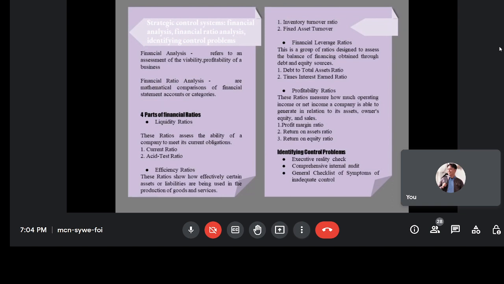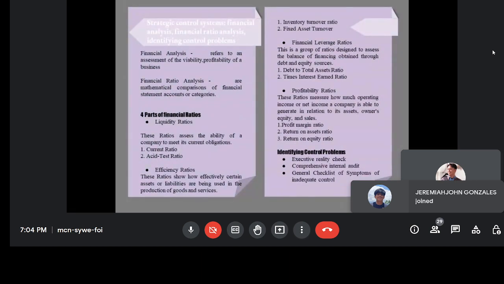Next is the profitability ratios. These ratios measure how much operating income or net income a company is able to generate in relation to its assets, owner's equity, and sales. There are three types of profitability ratios. First is the profit margin ratio. This ratio compares the net profit to the level of sales. The formula used for this is: profit margin ratio equals net profit over net sales.